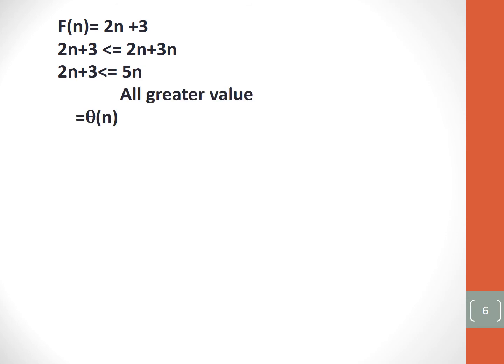So this equation is true for all values greater than or equal to 1. If you put n equals 1, it will be 5 equals 5n, and for 2, 3, 4, 5 and onwards, the whole equation gets satisfied. So we can say that the complexity of this code will be O of n, because f of n less than or equal to c into g of n is satisfied.